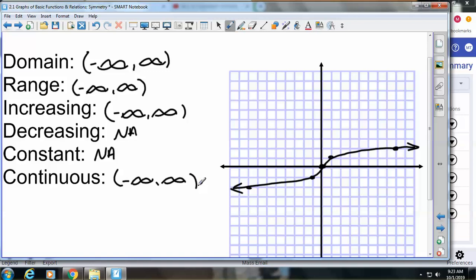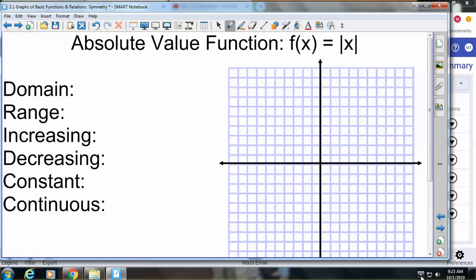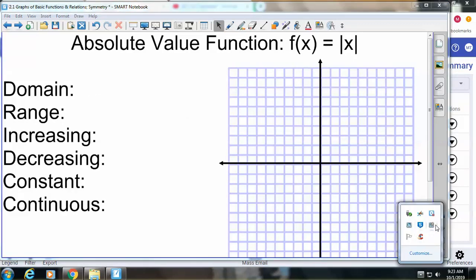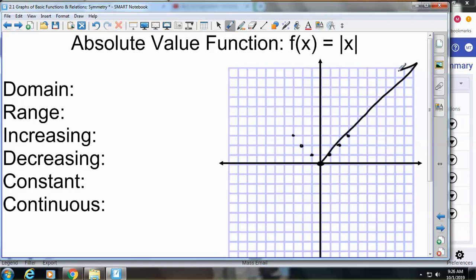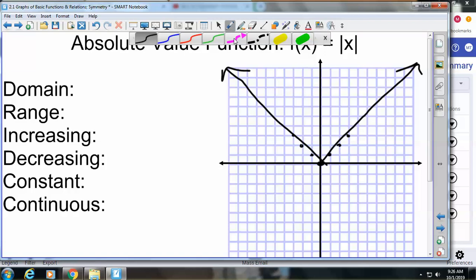All right. There's one more. Absolute value. This is one you guys talked about a lot last year. So I'm going to give you a chance. I want you to graph it. Just make sure the number's positive. So absolute value of 0 would be 0, then 1, 2, 3, negative 1, negative 2, negative 3. Okay. So we get our nice V.